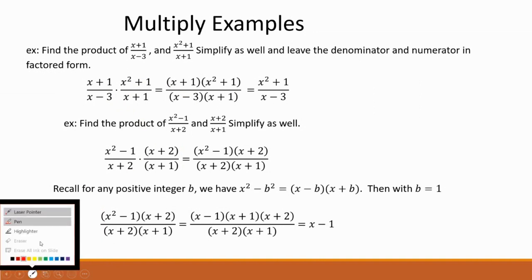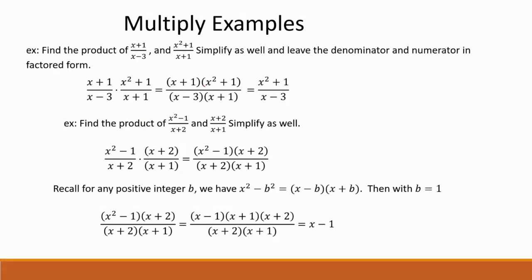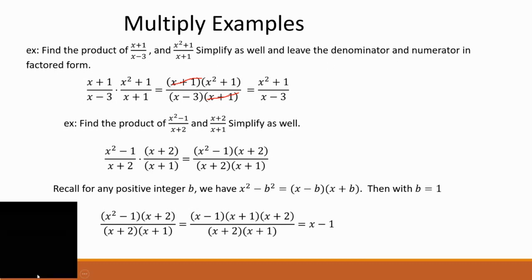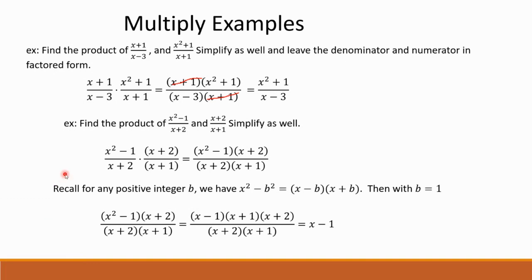So there's not much to it. But to simplify, notice that we have a common factor of x plus 1, so we can cancel it. And from here, we get x squared plus 1 over x minus 3. That's what we get. All right, so that's what we get here.